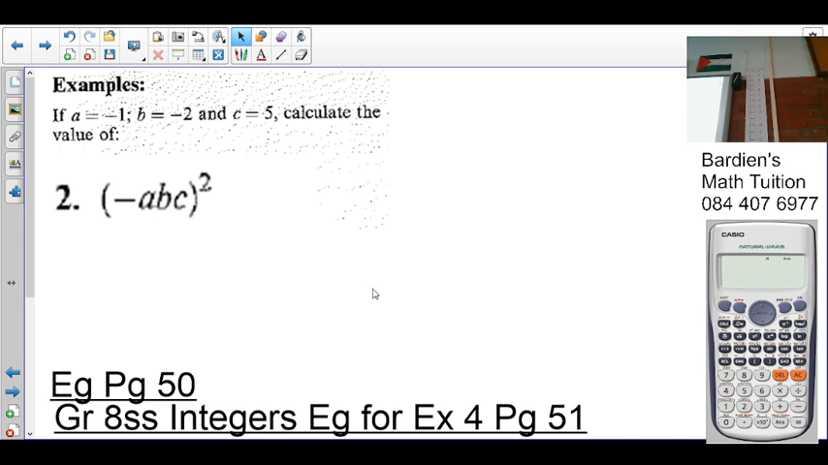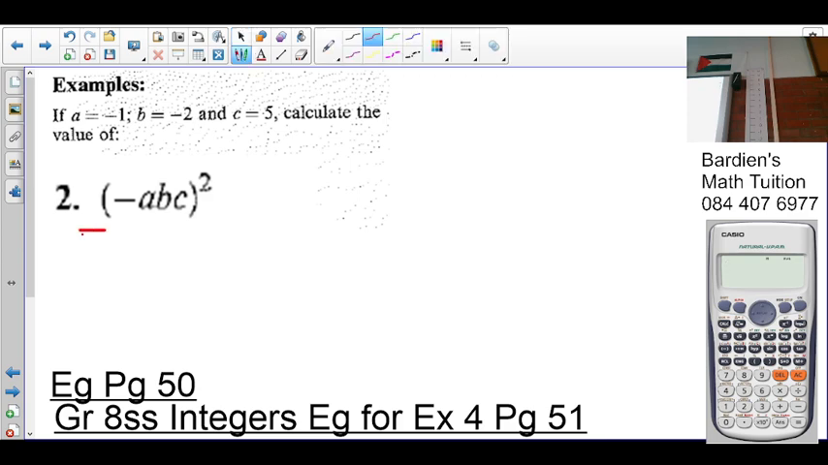We got, if A is equal to negative 1, B is negative 2, C is 5, calculate the value of negative 2 in brackets, negative A, B, C raised to the exponent 2. One or two things I can do here. I can either substitute first or I can simplify first. Which one do you want me to do? We're going to simplify first.